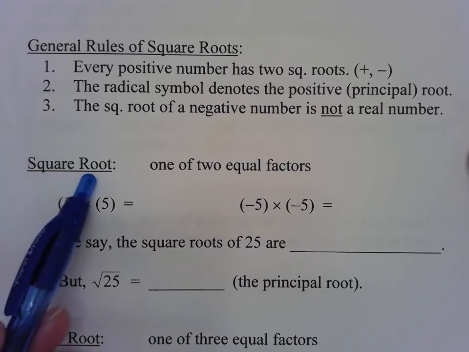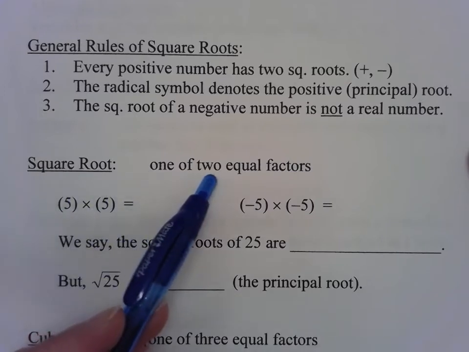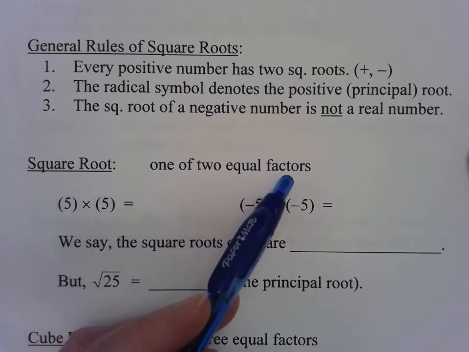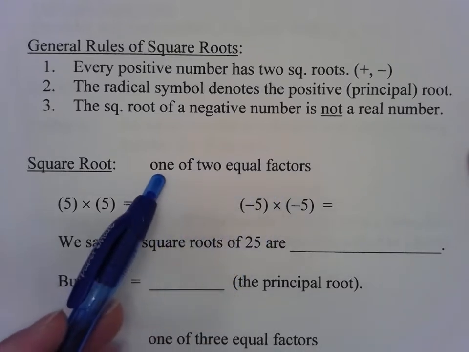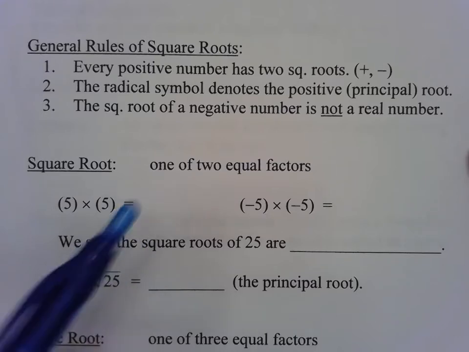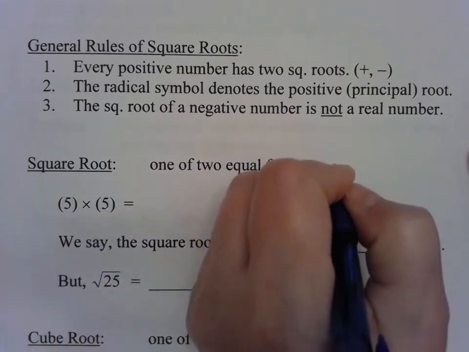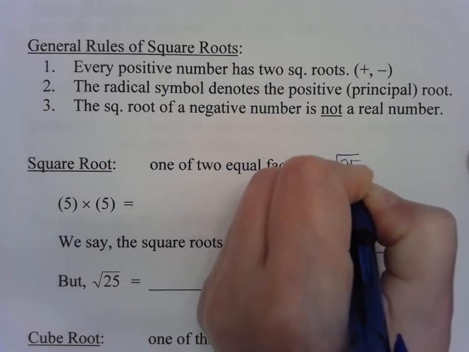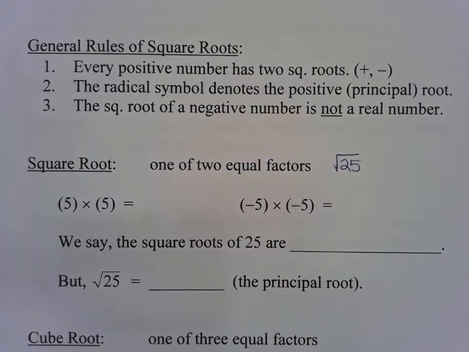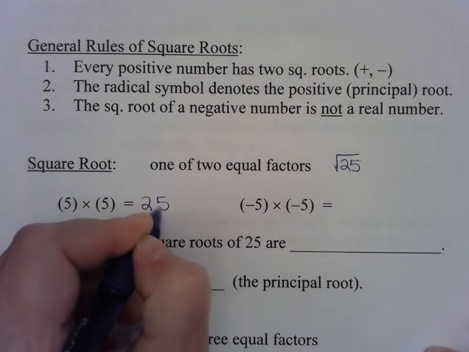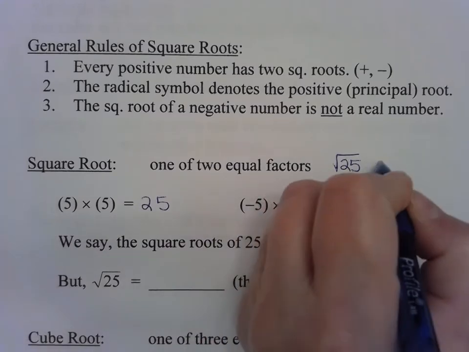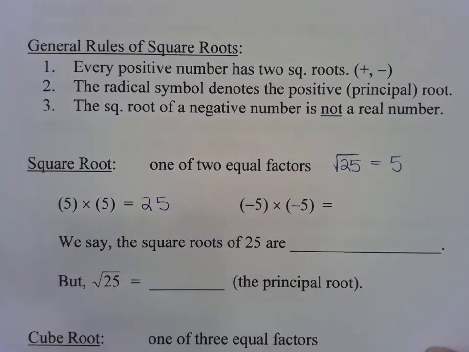My definition is a square root is one of two equal factors. The word factor here means multiply. So if I can take a number and break it into two equal parts that are multiplied, the square root takes one of those two equal parts. For example, the square root of 25, right? I can break up 25 into 5 times 5. And so 5 would be the square root of 25.